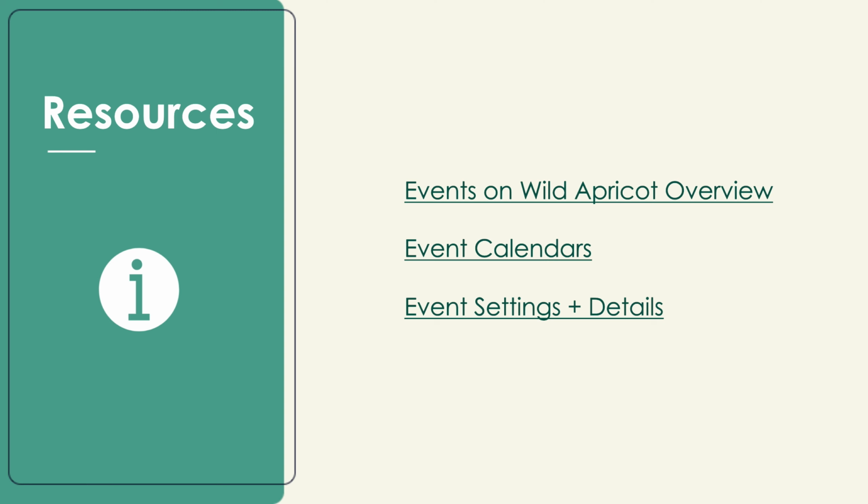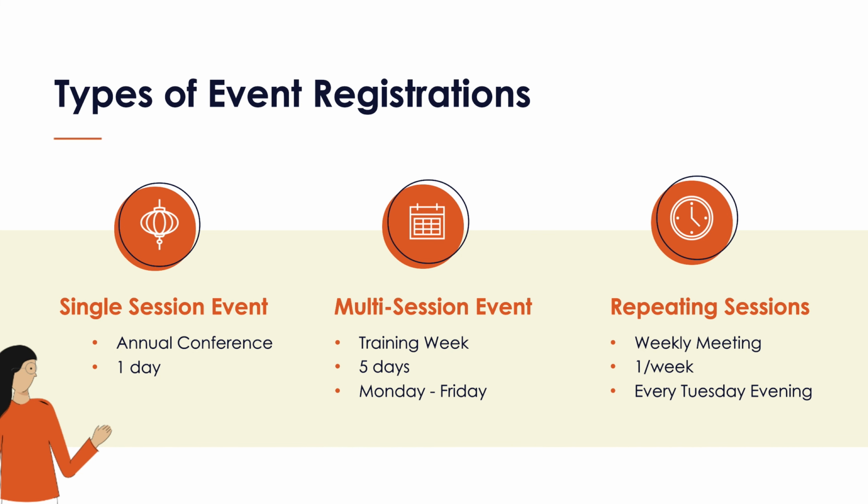There are three types of events you can set up in Wild Apricot. The single session event, which is just your annual conference. It's 1 day long. You just need people to sign up for it, and 1 day and it's over. Very basic event. It's probably what's going to be used for the majority of the events that you set up in Wild Apricot.